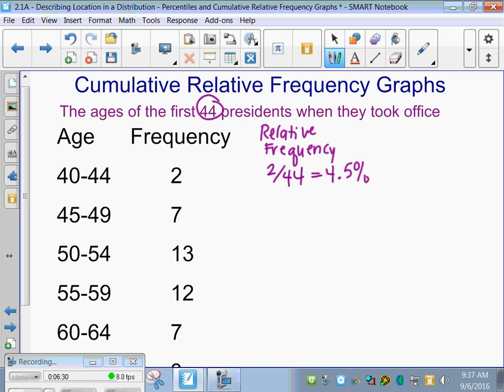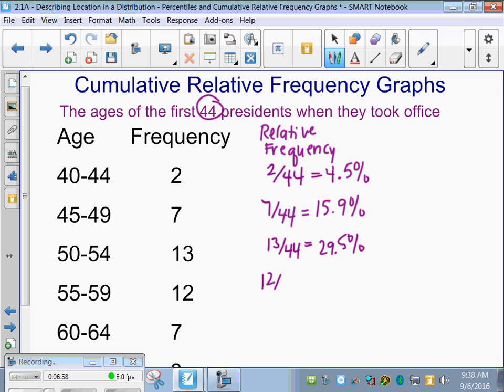Okay. And then for the next one, again, it's just relative. We're not doing cumulative yet. So we would just do, this one is 7 out of 44 total. And so we get 15.9% of presidents who were 45 to 49. Okay, and the next one, 13 to 44. And so we get 29.5% of presidents who were 50 to 54 when they took office.